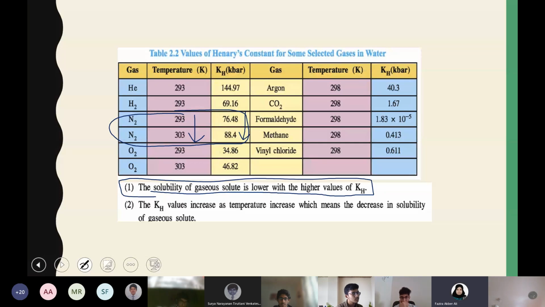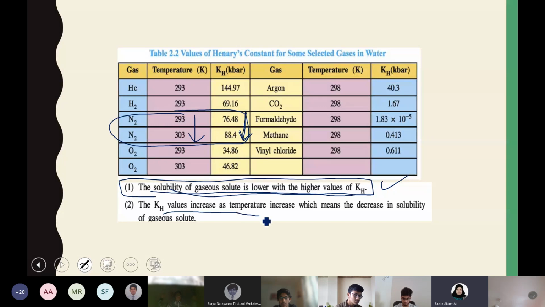So in that case, you can say that when the value of KH is increasing, it indicates that the solubility decreases. If you're given a KH value and told to compare solubility, then the higher the value of KH, the lower the solubility. So that is the first point you can write as a continuation: the solubility of a gaseous solute decreases with an increase in the value of KH.